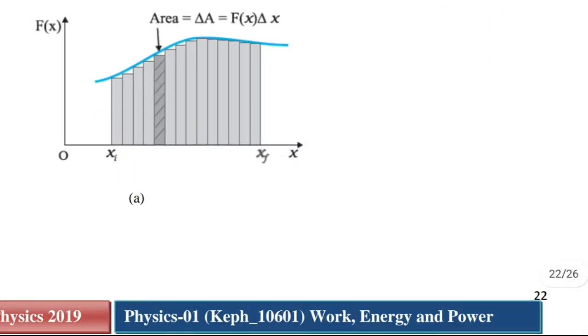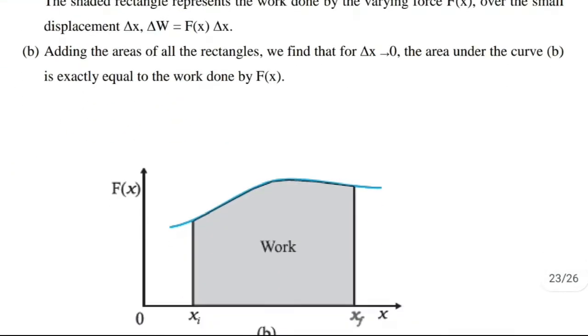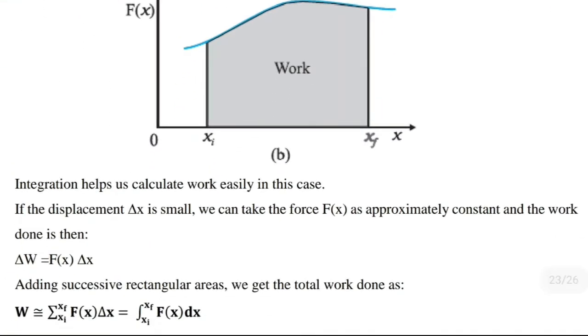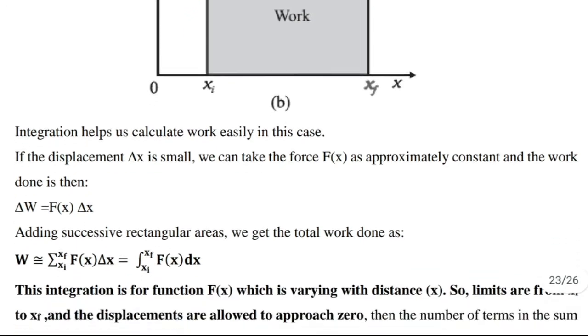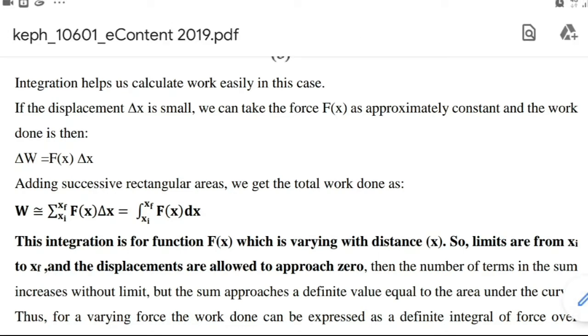This is the logic involved in finding work done by a variable force. Finding work done can be done in two ways. As I said, we have all the rectangular areas, and the total work done is the summation from xi to xf of f(x) delta x. When you add all the individual works, you will get the total work. That continuous addition is the process of integration.